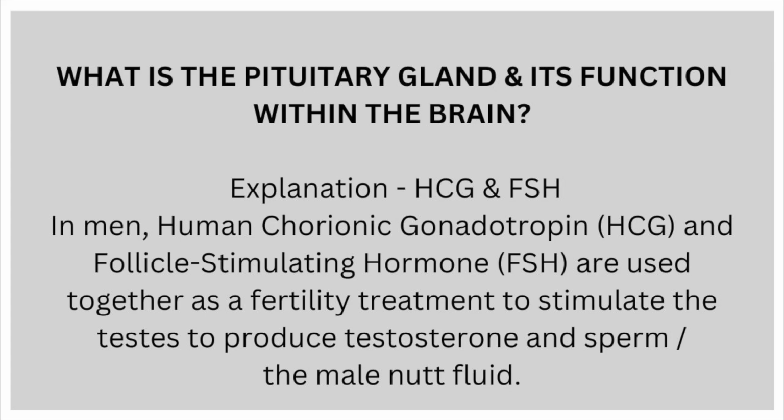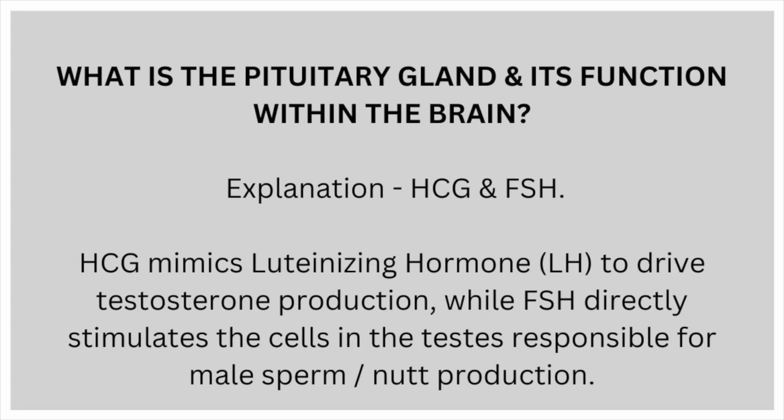Explanation: HCG and FSH. In men, human chorionic gonadotropin and follicle stimulating hormone are used together as a fertility treatment to stimulate the testes to produce testosterone and the male nut fluid. HCG mimics luteinizing hormone, LH, to drive testosterone production, while FSH directly stimulates the cells in the testes responsible for male nut production.